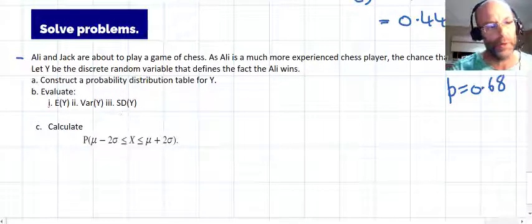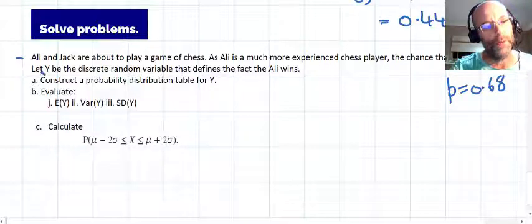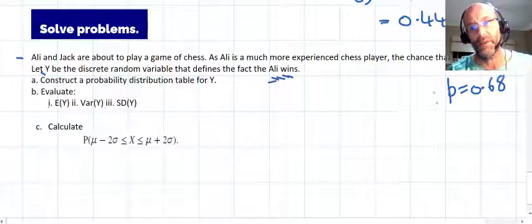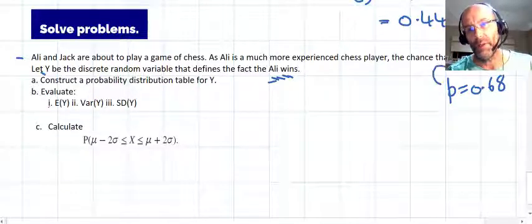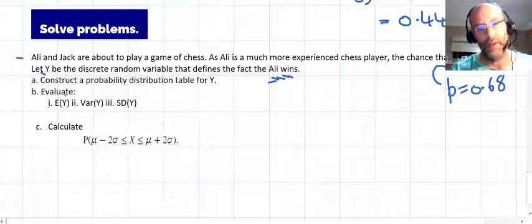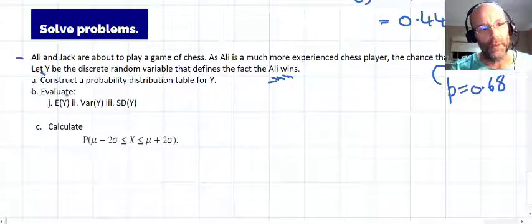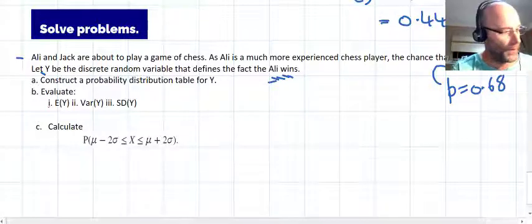We're modeling it by letting Y be the variable, that's the symbol we're going to use. Let Y be the discrete random variable that defines the fact that Ali wins. So a success is Ali winning. Okay, so it's defined and it's constant. He wins or he loses. Okay, that's how we're modeling this. So construct a probability distribution table for Y, and then we've got a few things to evaluate after that.